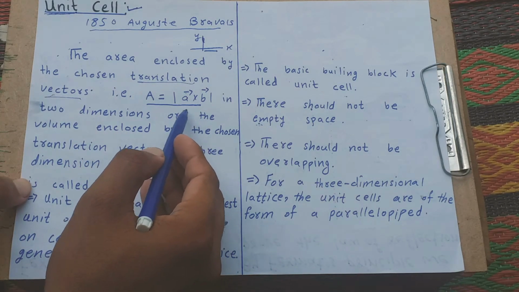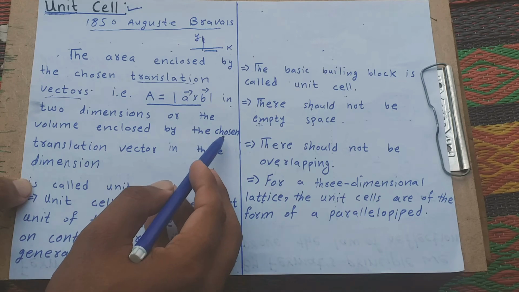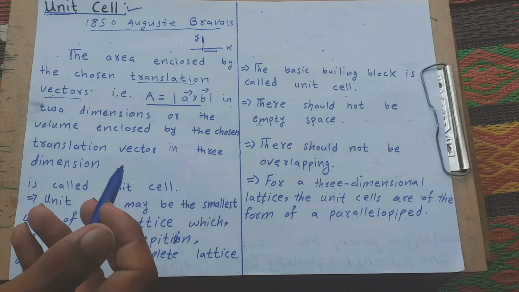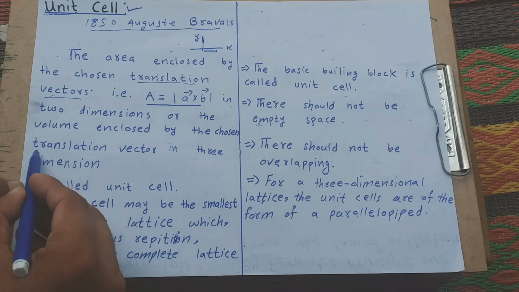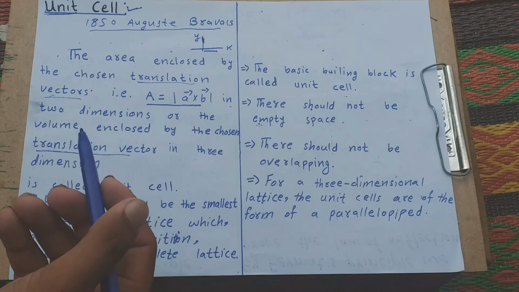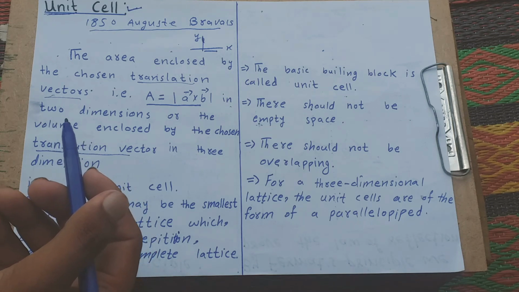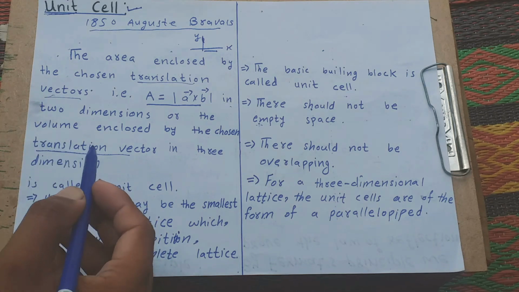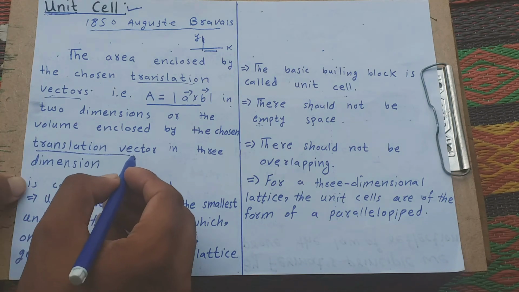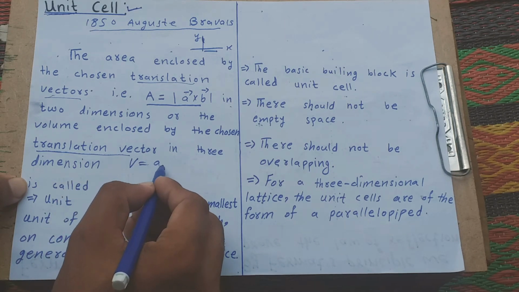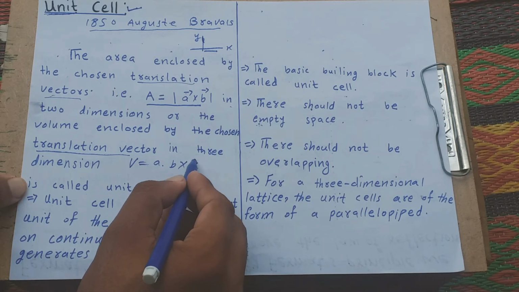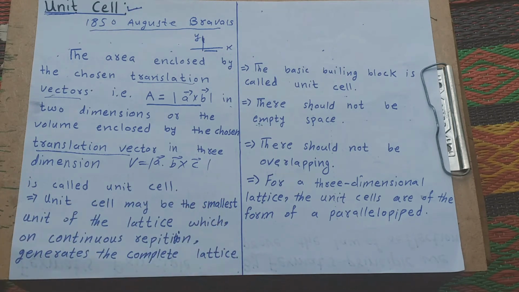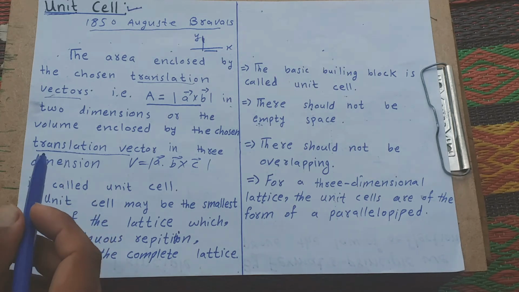Similarly, the volume is enclosed by the chosen translational vectors in three dimensions. Volume enclosed by the chosen translation vectors means the vectors that give the length and direction of the particular translational vector in x and y. For volume, we consider z. For example, volume is a dot b cross c. Okay, this is a lattice constant. This process is known as unit cell.